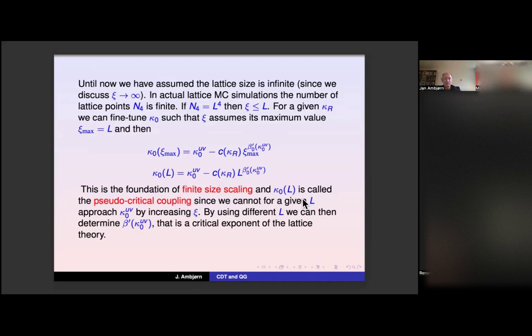Since for a given L, we cannot approach in an organized way this real coupling constant here, since we cannot increase chi larger than L. But if we study the lattice system for different L, then we can determine this exponent. And it's exactly what we will do. So you can say that this is basically a critical exponent for the lattice theory, the most important one.